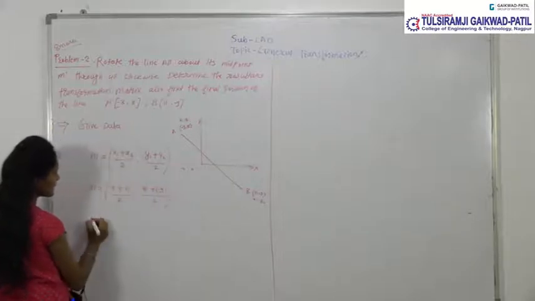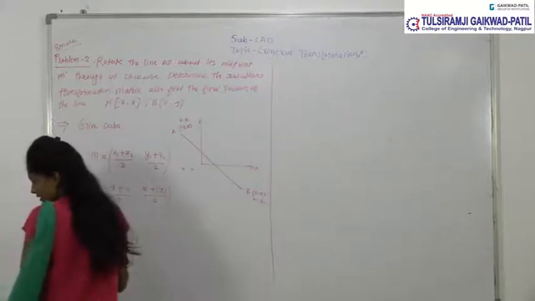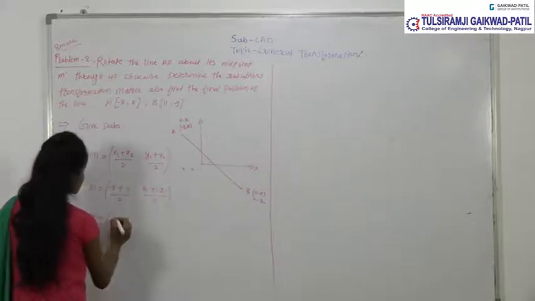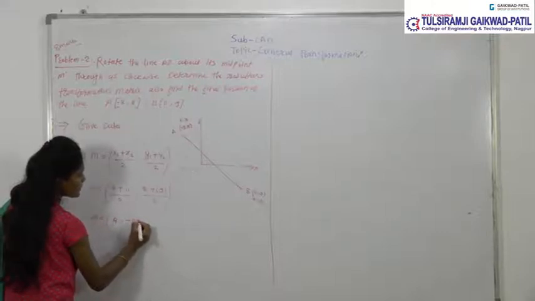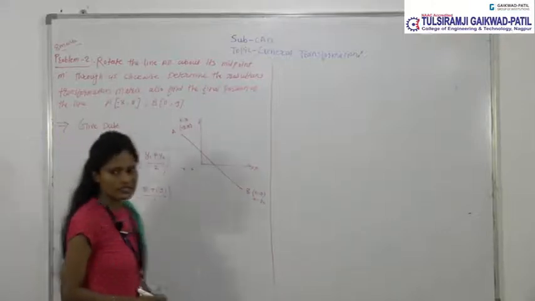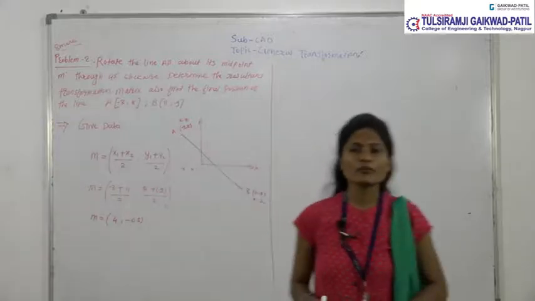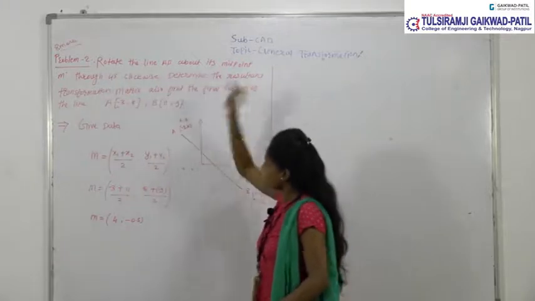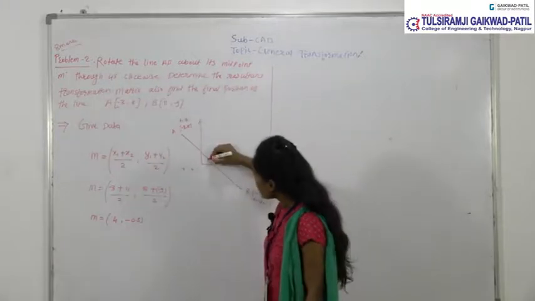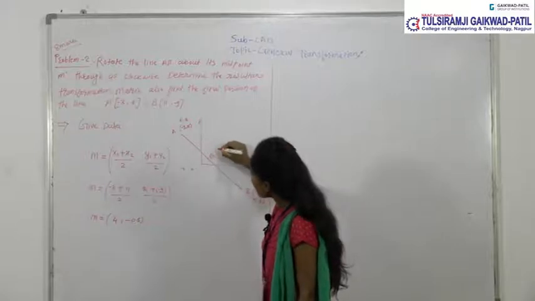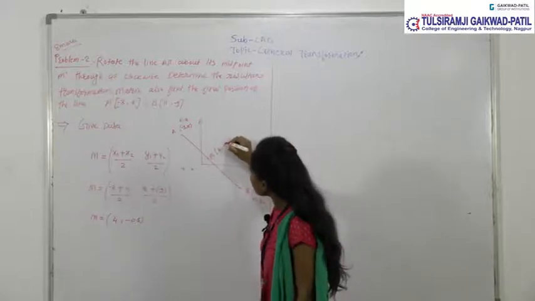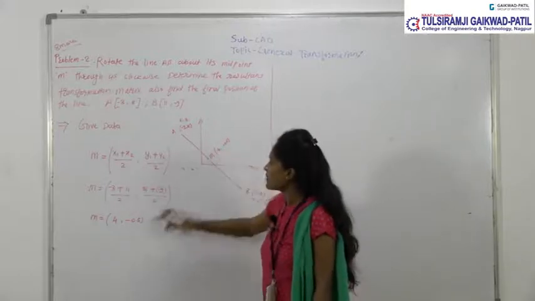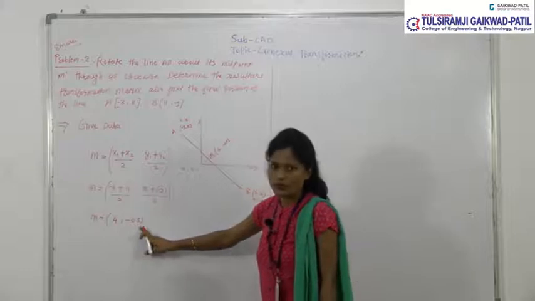So we get the midpoint of the line as 4 and minus 0.5, after calculating in the calculator. Okay, now we have the midpoint of the line. They told us to rotate the line about its midpoint. So the midpoint M has coordinates 4 and minus 0.5. We consider this the midpoint of the line with coordinates 4 and minus 0.5.